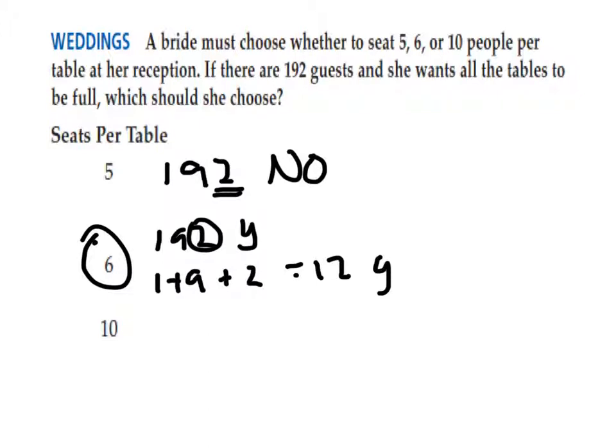We just need to check 10 to make sure to eliminate it. 192, ones digit. No, there's no 0 there. So we're going to use 6 people per table for her wedding setup, and there will be no seats left open. A good use of all the tables.